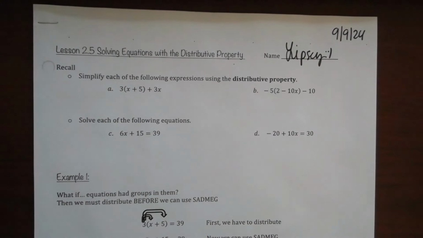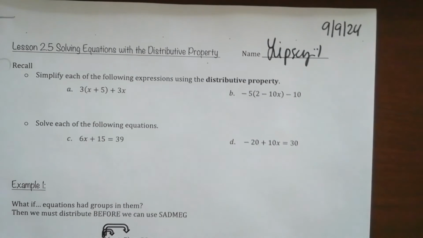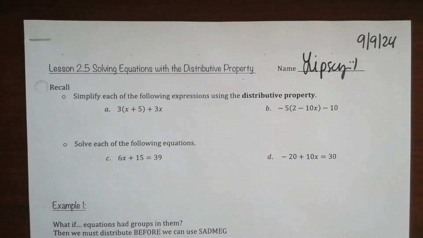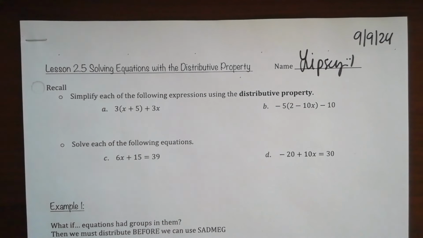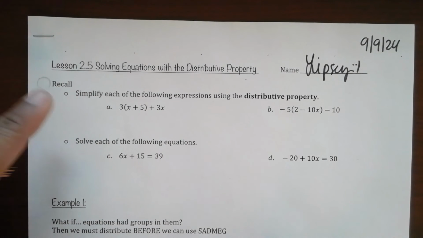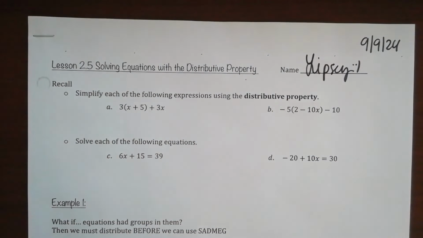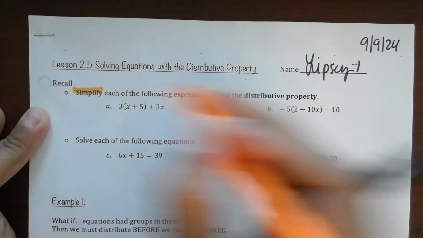Thank you. So up here, we're talking about distributive property in solving equations. Like how I told Gavin, this seems like a shorter amount of work because we're just adding an extra skill. I already showed you how to do distribution. I already showed you how to do solving of two-step equations, but now we're putting them together. So if I'm looking at this, the recall says simplify each of the following expressions using the distributive property. So I'm not solving anything here, I'm simplifying.